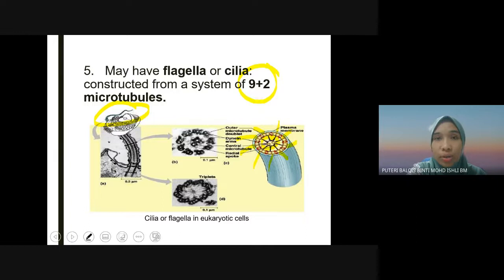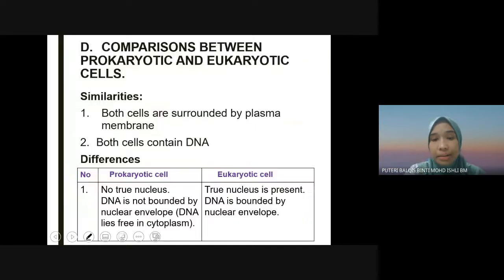Kalau untuk prokaryotic cell, dia ada simple flagella sahaja. Dia punya arrangement bukan macam ni, bukan 9+2 ni. Alright.